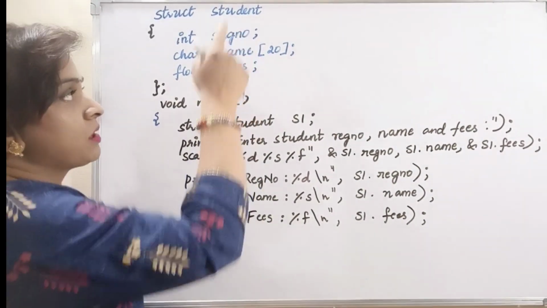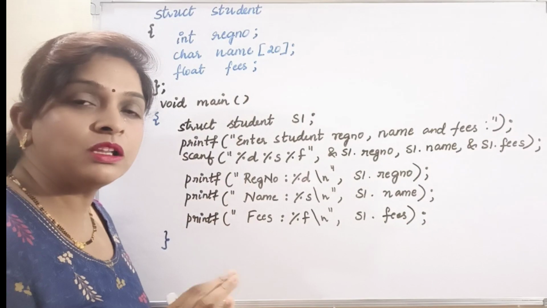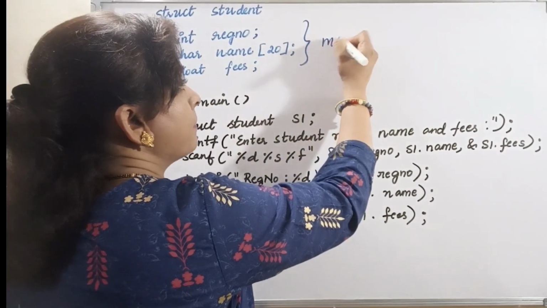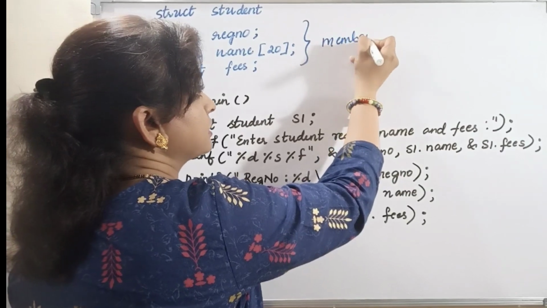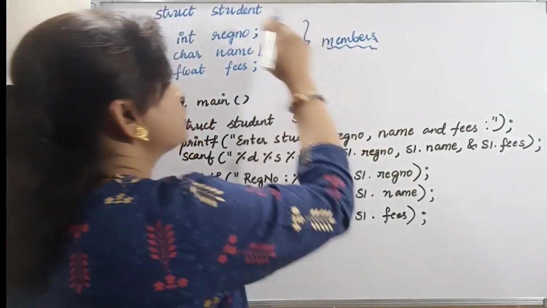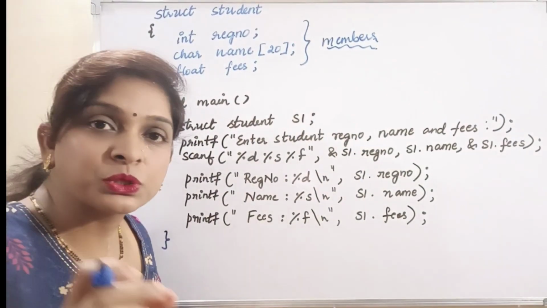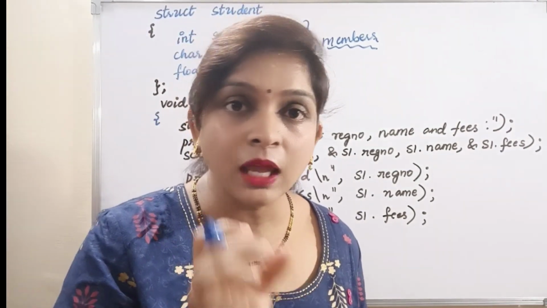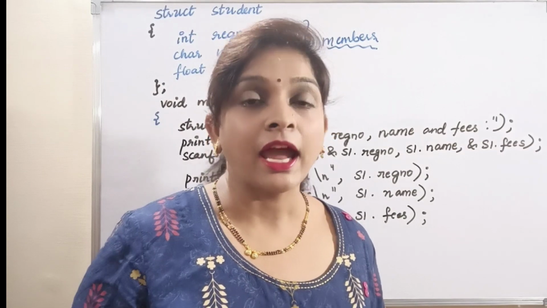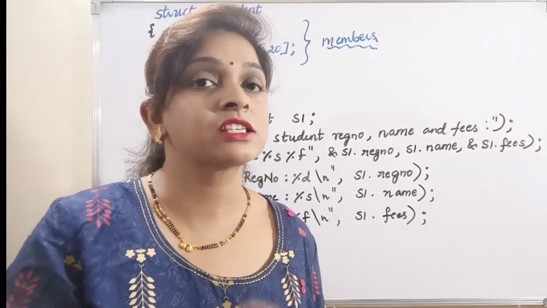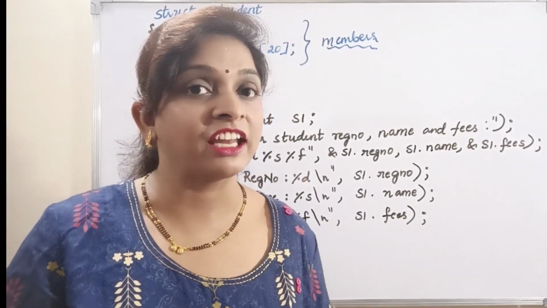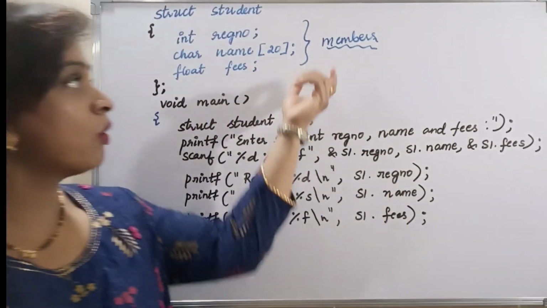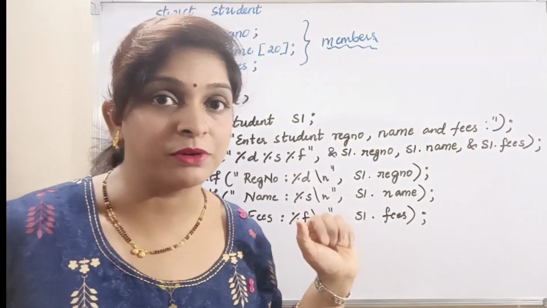So this register number, name, fees, all these are members. We have to call them members. They are not variables. They are the members of the structure student. So student is the new data type that we have created. The name of the data type is student, and we are defining that a variable we create with the help of this student data type can hold the values for all these members.